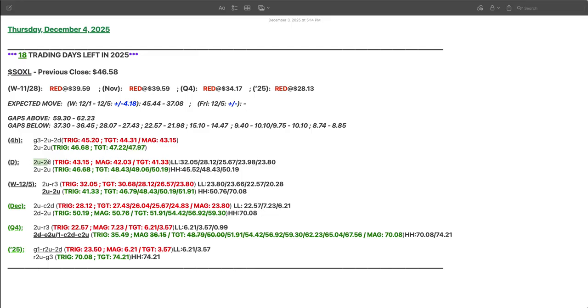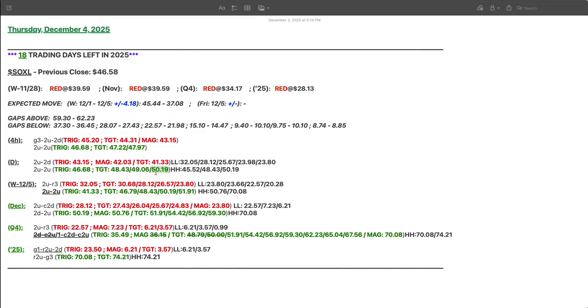On the day chart, if we go two up, two down, again, we've got to get all the way down to 43.15, but that does have a magnitude of 42.03. And should we go below 42.03, we do have an extended target for the day of 41.33. Now, if we go to the upside again, it's a two up, just like on the 4 hour, triggering at 46.68. We've got a target of 48.43 and the extended targets of 49.06 and 50.19 for the day.